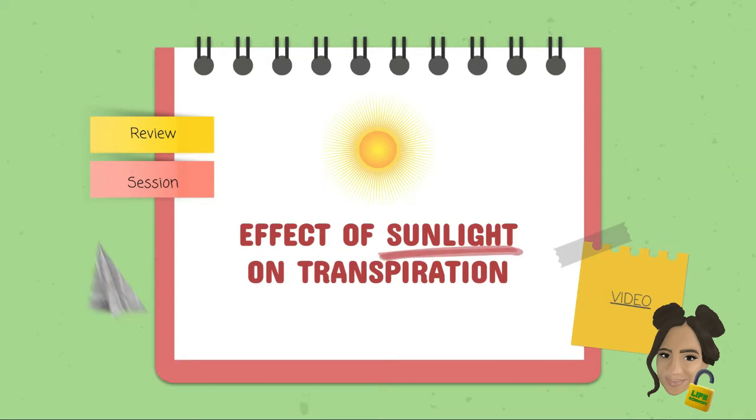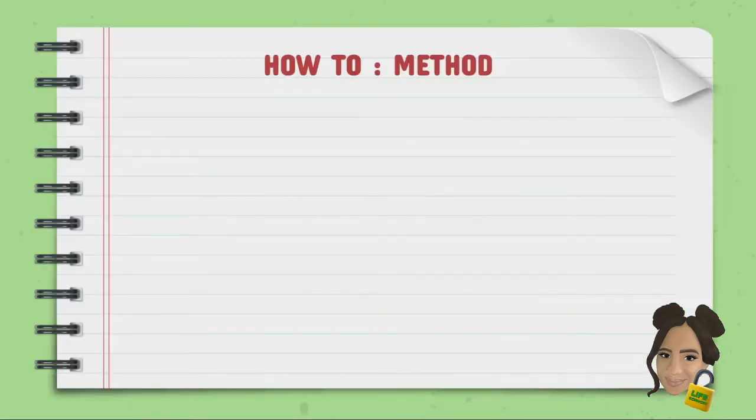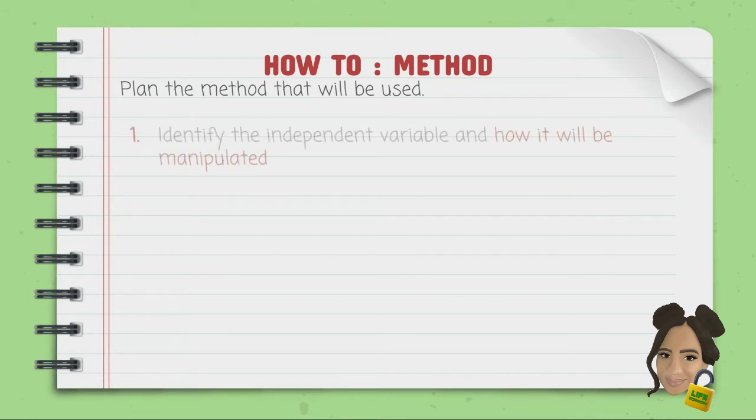Right. Let's get started. Here's a basic overview of the process you'd need to undertake when designing a scientific experiment. Number 1. Identify the independent variable and how it will be manipulated. 2. Describe the characteristics of the dependent variable. 3. List the fixed variables. 4. Decide on a sample size and sampling method.